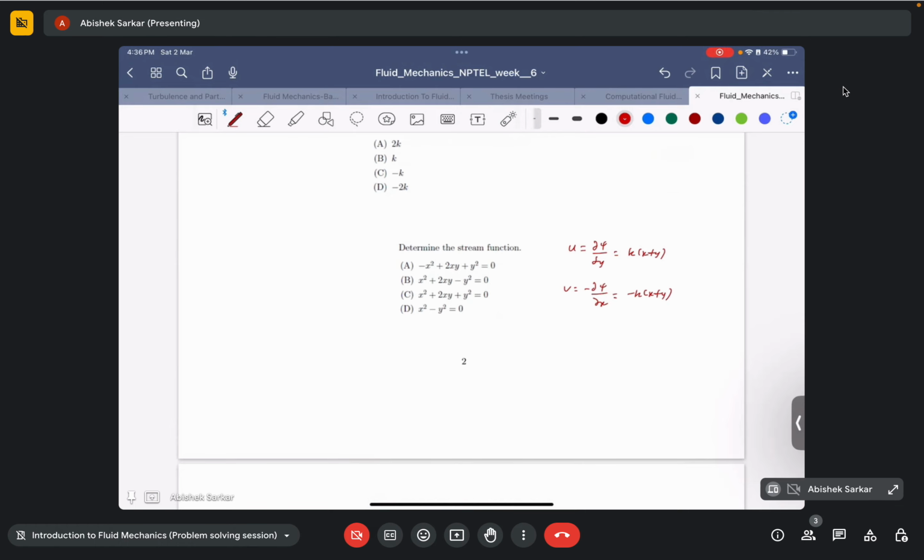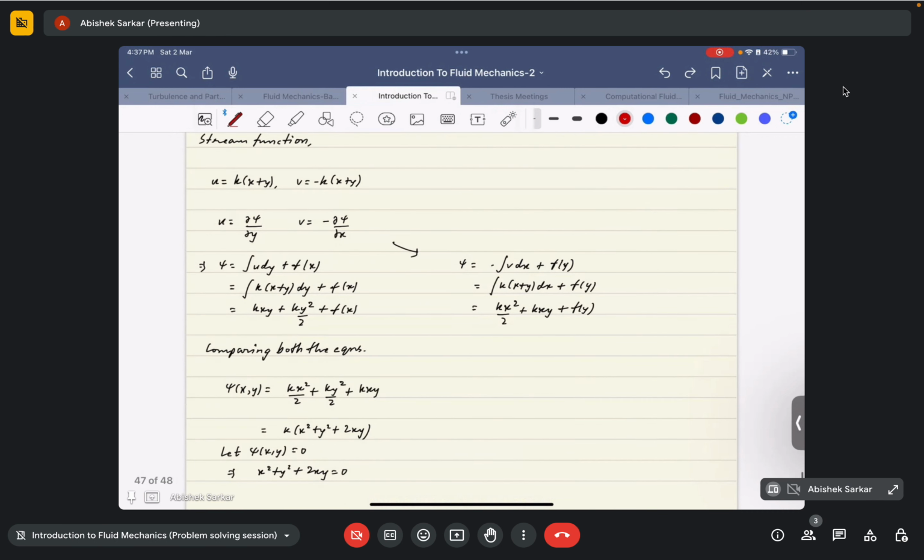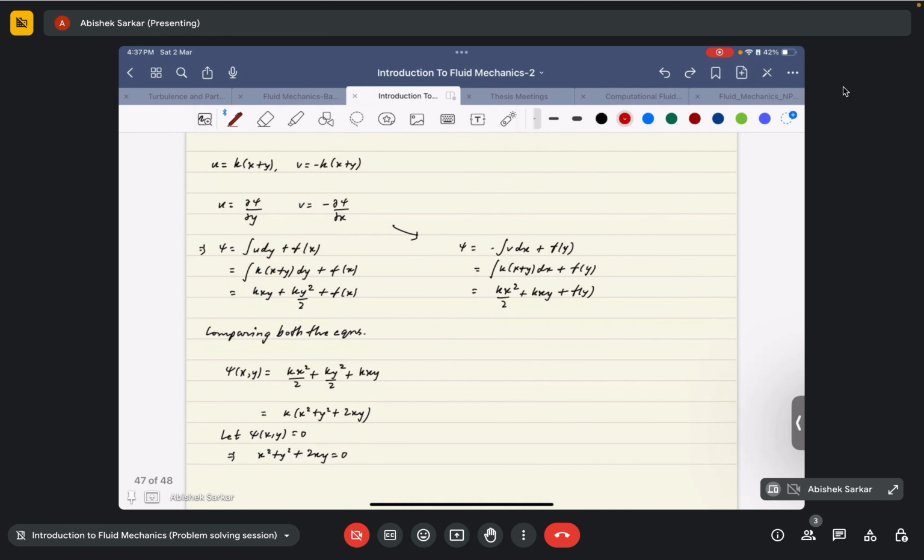Let us go to the derivations that I did. From here you will get that psi is kxy plus ky square plus some function of x, once you do this integration. Similarly, once you do this integration, you will get that psi is equal to kx square plus kxy plus some function of y. In order to find the expression for psi, we need to compare both these expressions that we previously did.